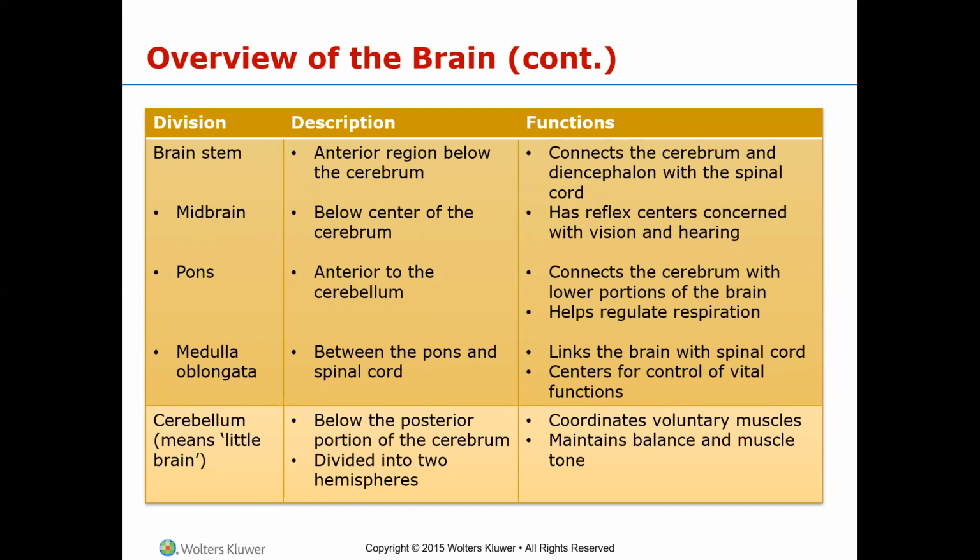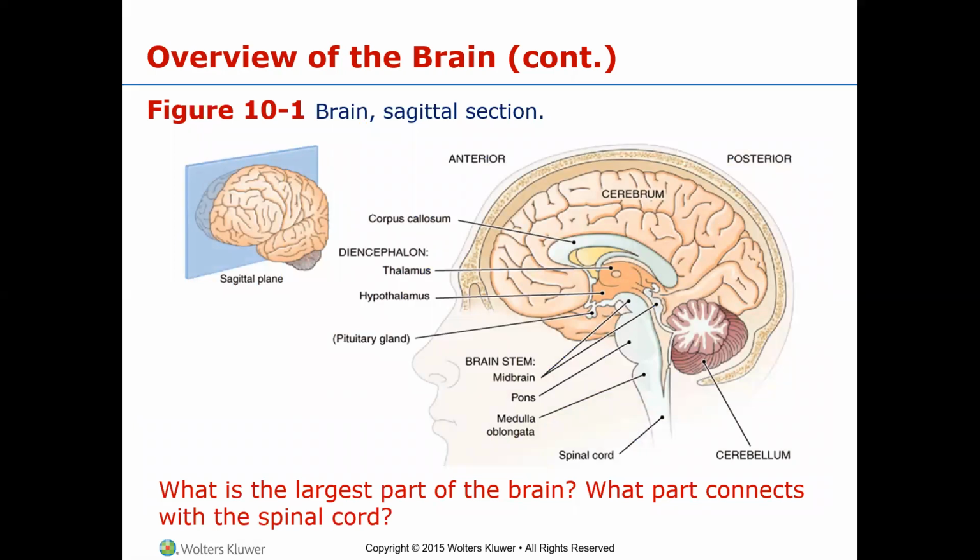Then we have the cerebellum, which is located posteriorly and in the back of the brain, and it's divided into two hemispheres. It will coordinate voluntary muscle control, and it maintains our balance. Okay, so here is an overview of what the brain looks like. And if you note that there's this area here of white matter that is actually joining the two hemispheres of the cerebrum, and this is called the corpus callosum.